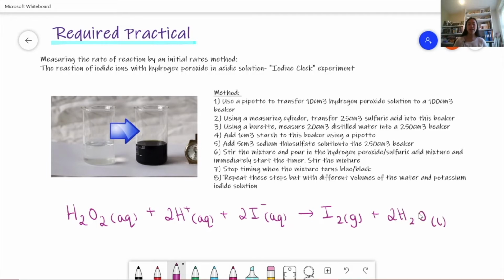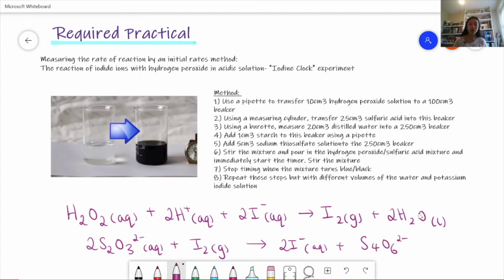And then what happens is that the thiosulfate ion then immediately reacts with this iodine which has been formed. And so we have this second equation of this thiosulfate ion reacting with this iodine that's been formed by the first equation to form two iodide ions and this S4O6 2- ion.